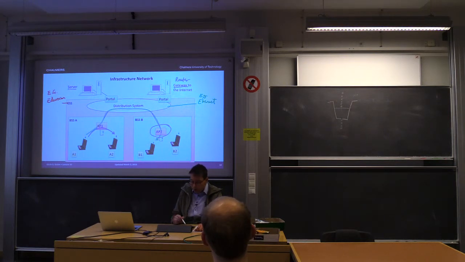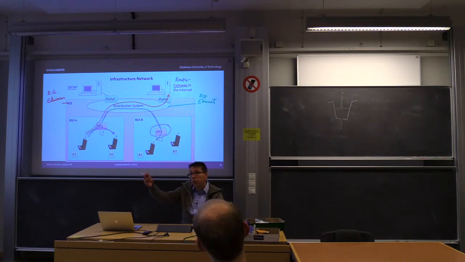We can also have communications from A1 to B1, for instance, and then it goes first to the access point, then through the distribution system to another access point, and then down to B1. And then of course, maybe the most common type of communication is from a station to the internet and back. The frame first goes from the station to the access point, via the distribution system to the router, and from the router further into the network.